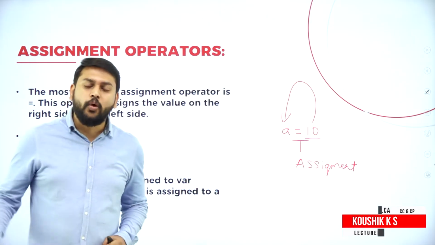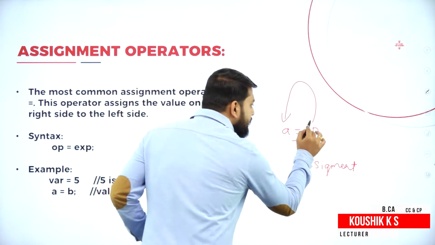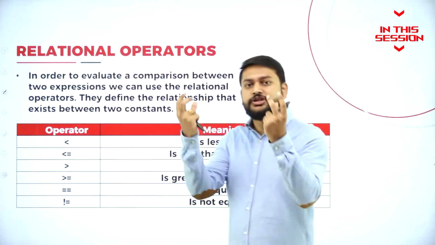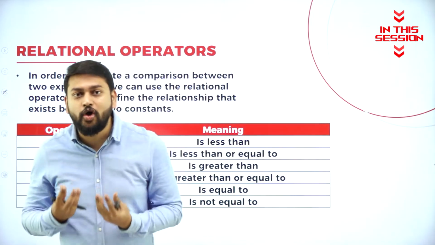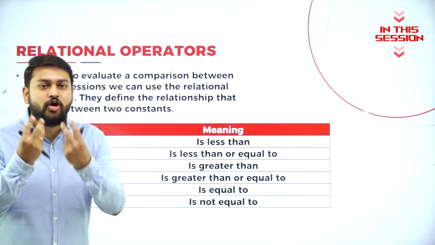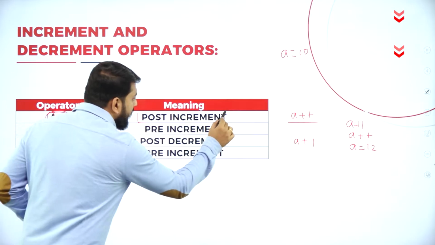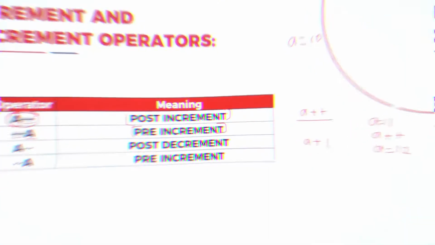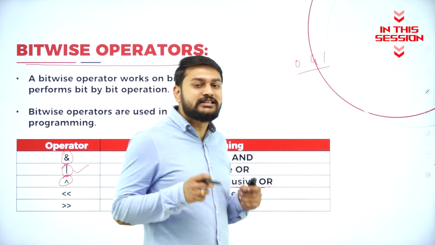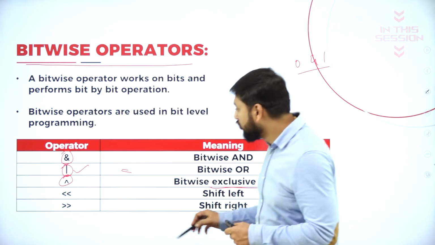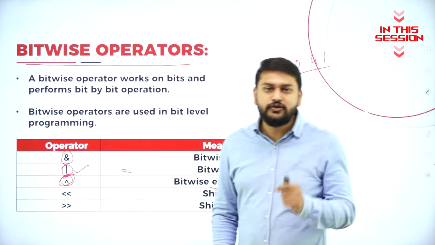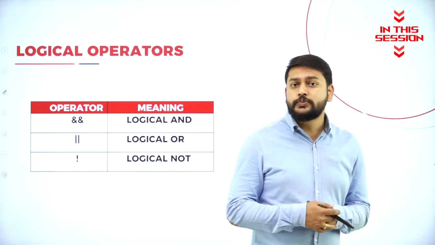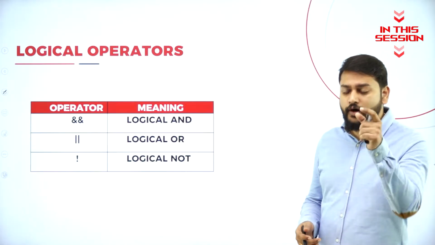Point number 1. Whatever you write on the right hand side will get assigned to the left hand side. To understand the relationship between two variables, we have the relational operator. Post increment and pre-increment: what is the meaning of post increment and pre-increment? If I want to calculate the exclusive OR, I should use this symbol. Exclusive OR is one of the logical operators. Please make a note of it, these are three very important operators.